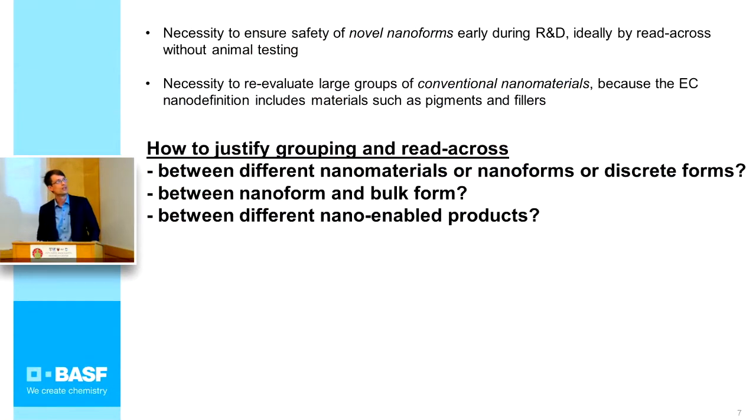So these are the big guiding questions about grouping and read across. How do we compare between different nanomaterials or between different forms of one and the same substance? How do we compare between a nano form of a substance and a bulk form? And I'll explain the word nanoform in a second. And how do we compare between different nano-enabled products? Now, the word nanoform and discrete form, that is a regulatory term.